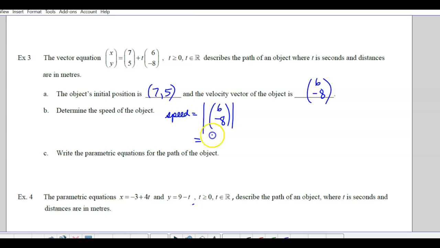Works out nicely with that 10, and this would be meters per second. And then parametric equations: x equals 7 plus 6t, y equals 5 minus 8t.